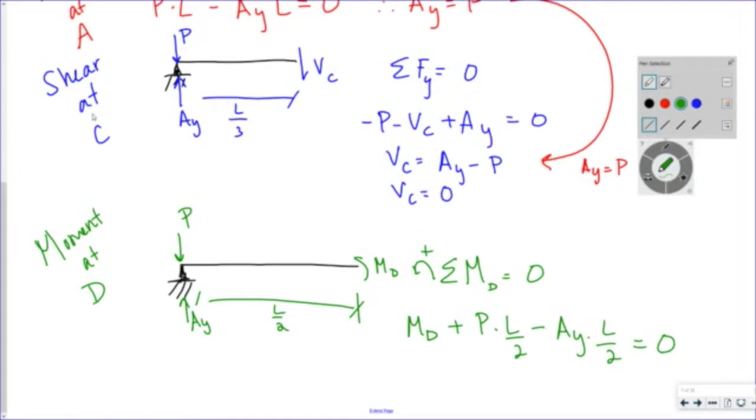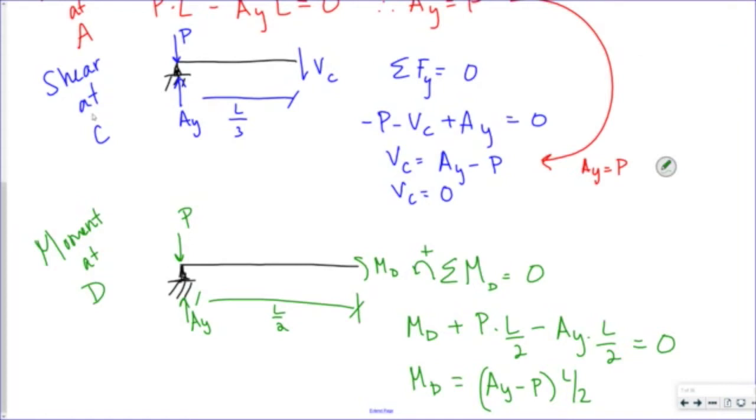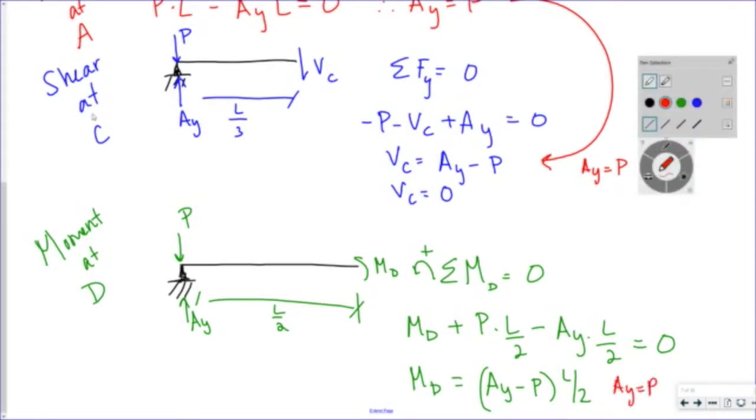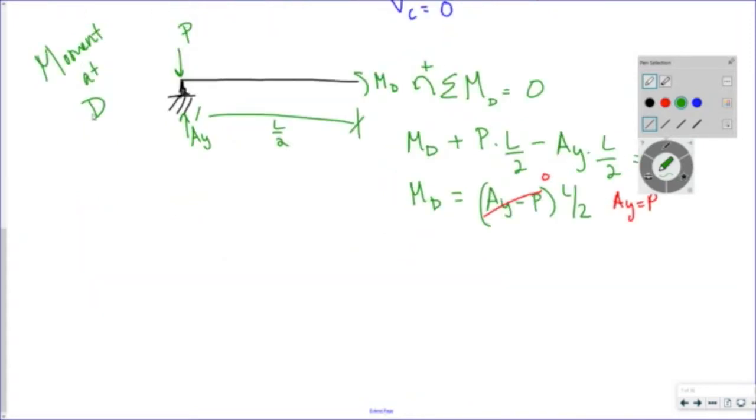So my moment at D is AY minus P times L over 2. Oh, what did I just say? AY is equal to P, so that's 0. Right, that's 0. So my moment at D is equal to 0.